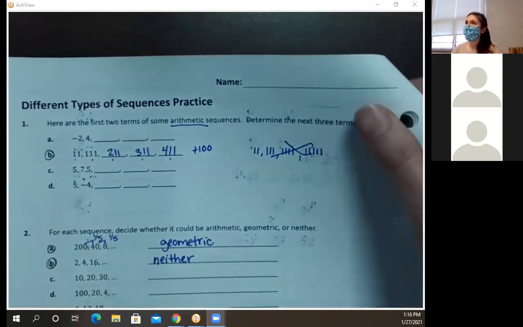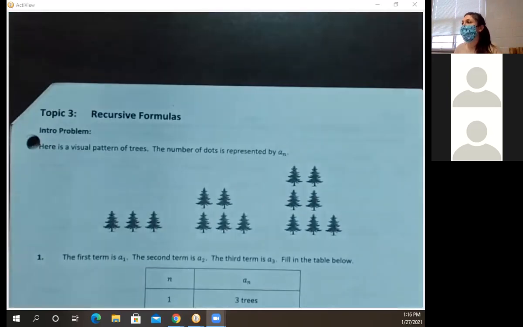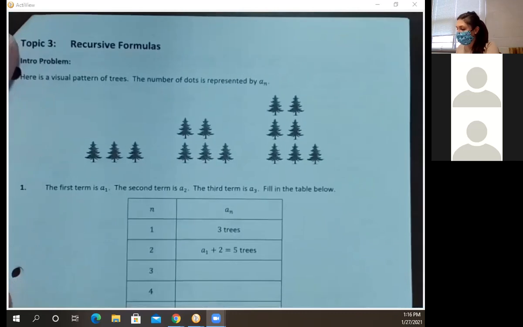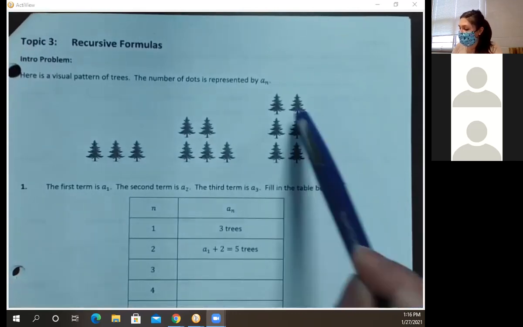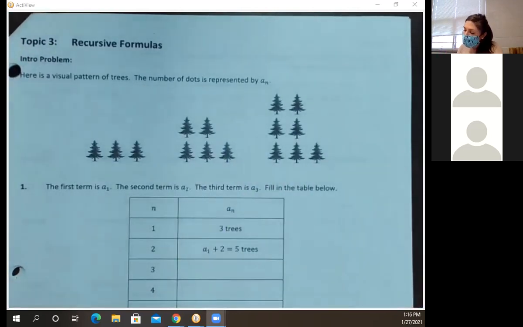For today, we're going to take a look at a more formalized way to write down what's called that formula, that pattern, okay? So we're going to start on page 9 with a visual pattern here. We've got some trees that we're looking at.